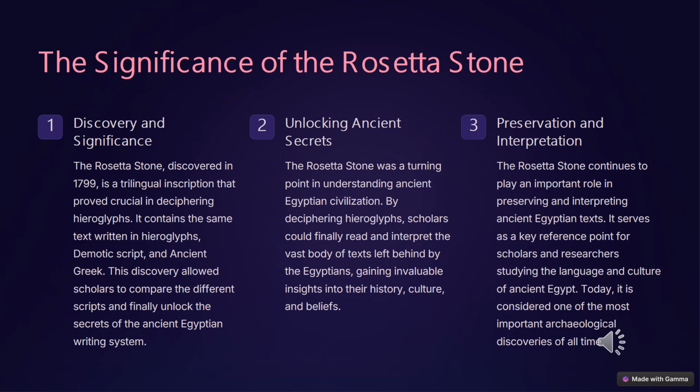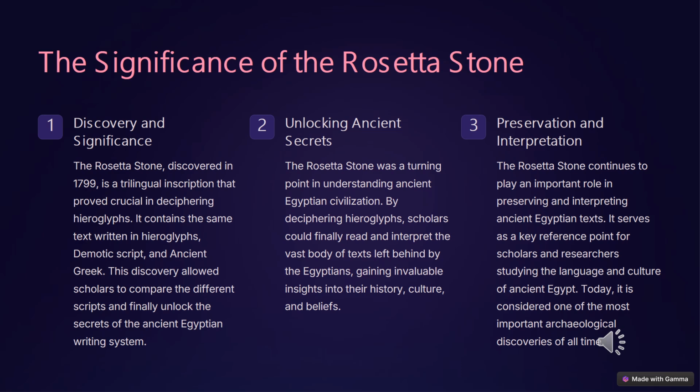The Rosetta Stone was a turning point in understanding ancient Egyptian civilization. By deciphering hieroglyphs, scholars could finally read and interpret the vast body of text left behind by the Egyptians, gaining invaluable insights into their history, culture, and beliefs.